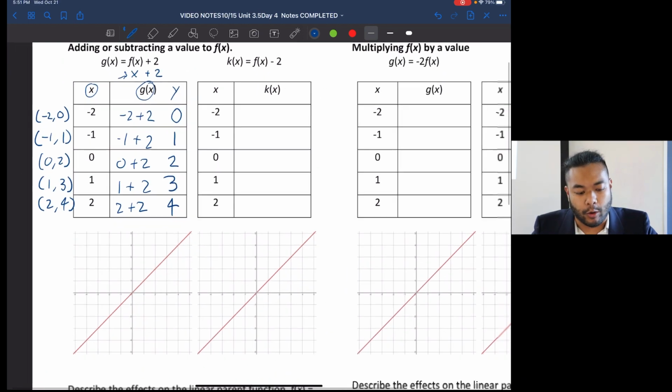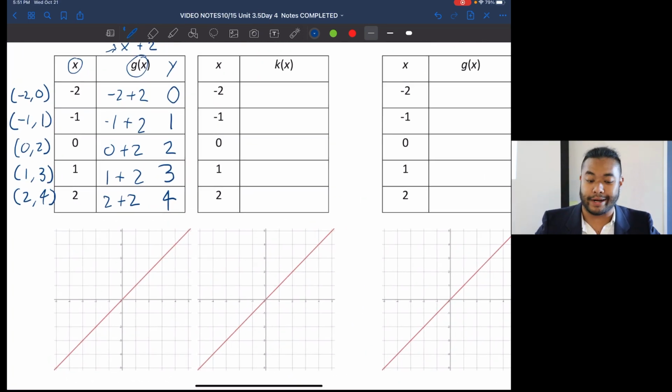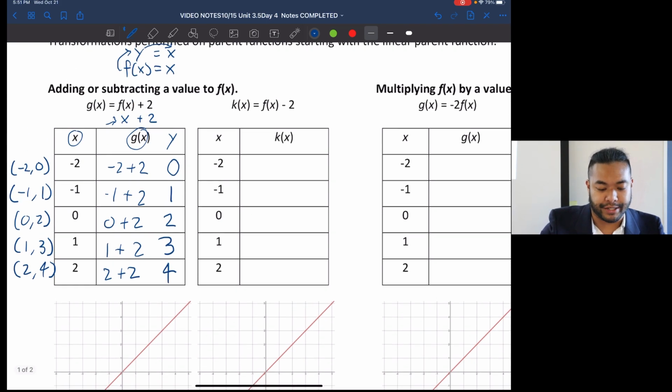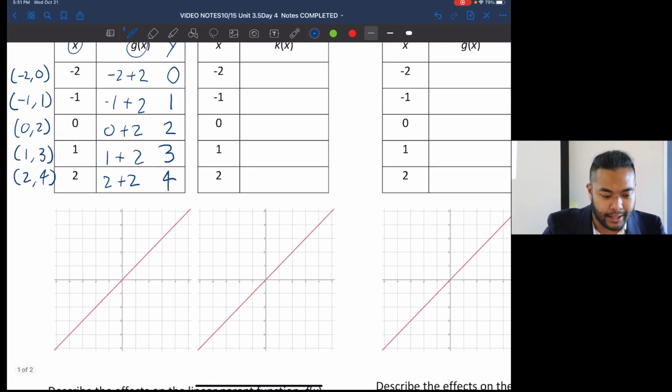So if I plot all of these points, well, let's see what happens. My new line, f of x plus 2, will be negative 2, 0, that's here. Negative 1, 1, that's here. 0, 2, that's here. 1, 3, 2, 4. So notice my slope stayed the same. I'm still going up 1 over 1, up 1 over 1.